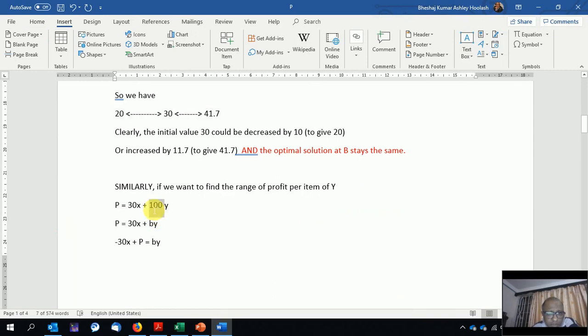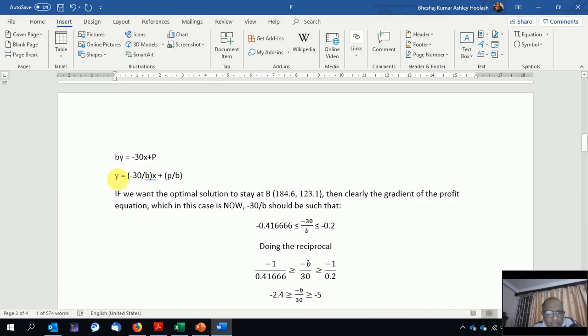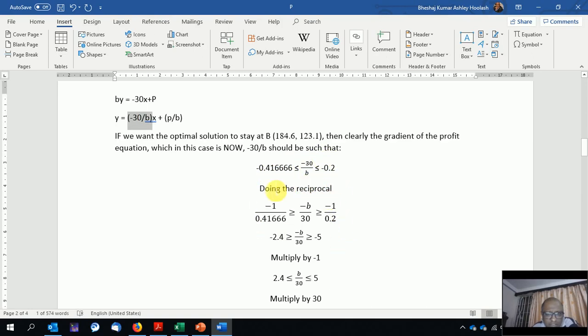Initially that's what we have. Now let's just change it and put a letter b there, rearrange, and I would get this one. And again, this is my gradient, which really, do not forget this. I want this to lie between the gradient of the two binding constraints, and I can simplify to find the range of b. So one method again is do the reciprocal, which means numerator goes to denominator and denominator goes to numerator. And when I do reciprocal, the sign changes, and I'll get this.